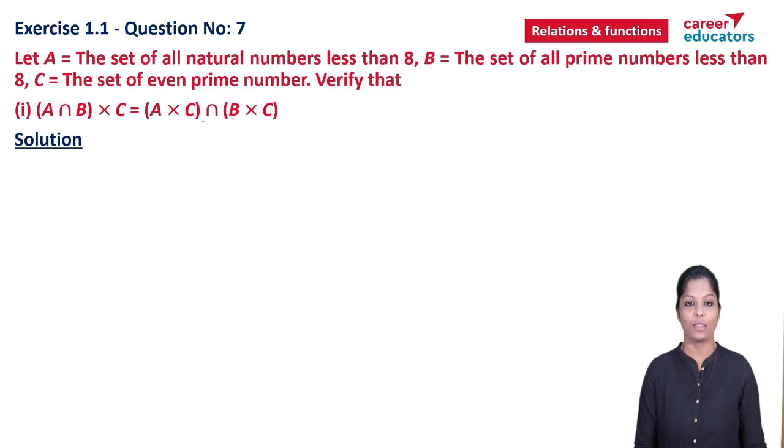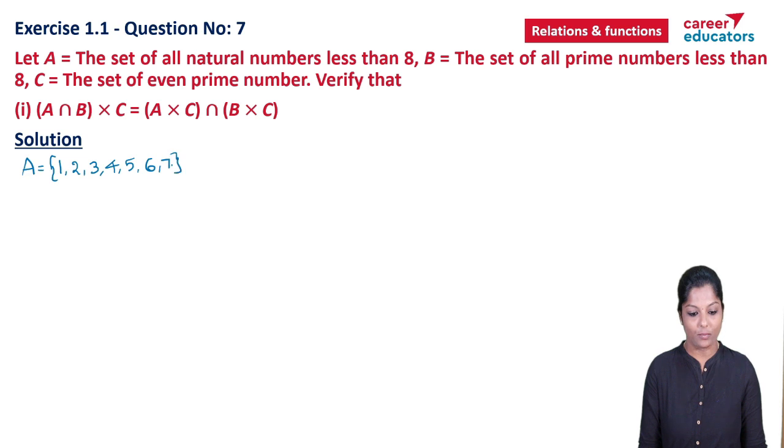In question number 7, they have given set A, set B and set C. We have to check whether A intersection B cross C is equal to A cross C intersection B cross C. Let's solve the problem. Given A equal to set of all natural numbers less than 8. Therefore, A equal to 1, 2, 3, 4, 5, 6, 7. And B equal to set of all prime numbers less than 8. Therefore, B equal to 2, 3, 5, 7.